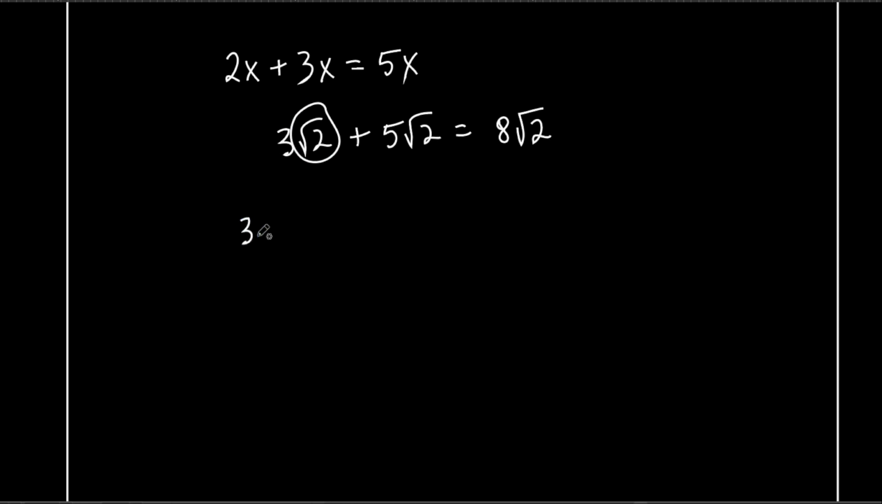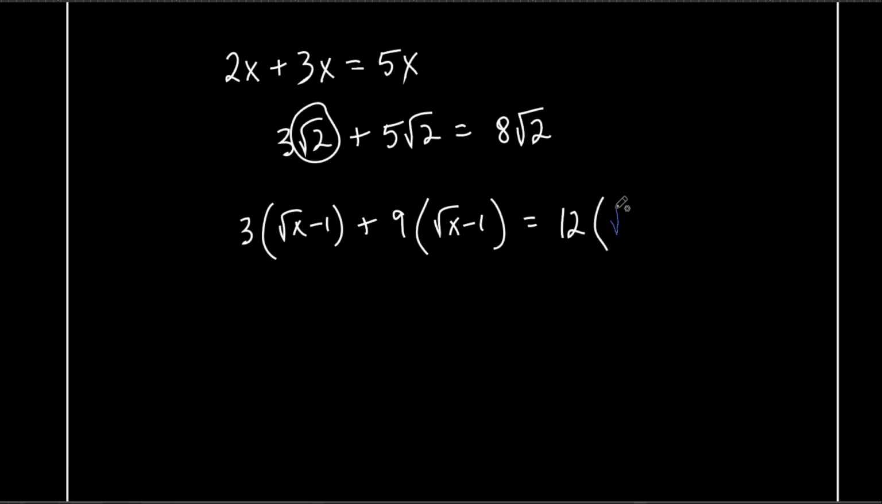You could have real crazy stuff. You could have 3 times the square root of x minus 1 plus 9 times the square root of x minus 1. What if I ask you to add those two things up? I got 3 of these. I got 9 of them. So now, how many do I have altogether? I got 12 of these, square root of x minus 1. You with me on that? Okay, so we can add like terms even if we have radicals and roots and all that kind of stuff.